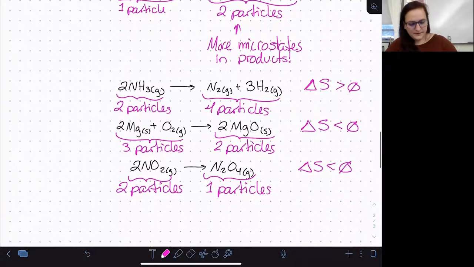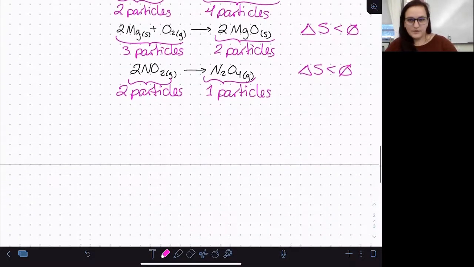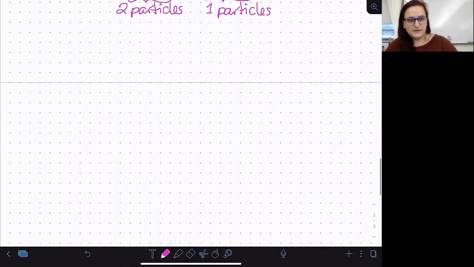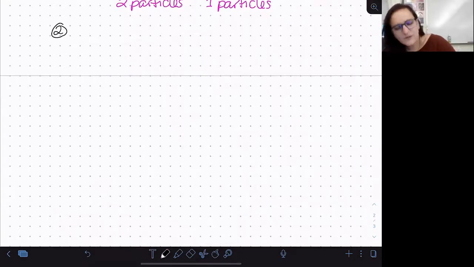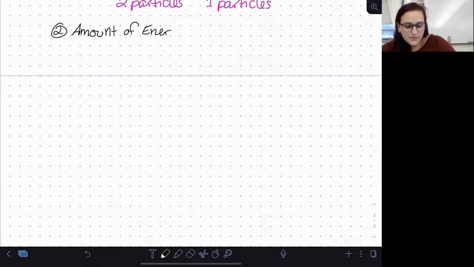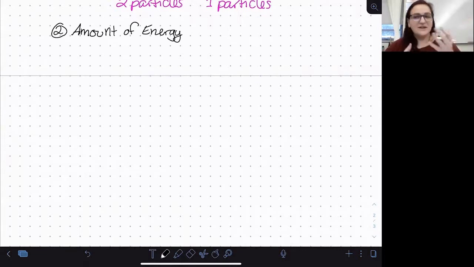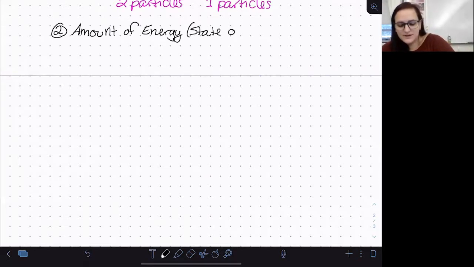So the other factor that becomes really important when we're looking to assess the entropy change of a chemical reaction is the amount of energy. The number of particles in the system was what we were just talking about, but the amount of energy in the system is also important. I defined a microstate towards the beginning of the video as a way to arrange the particles and energy in a system. So particles is one side of it, energy is the other. And the amount of energy is going to be related to our state of matter.